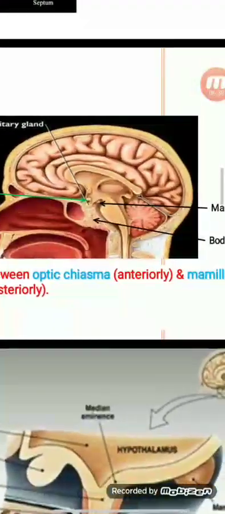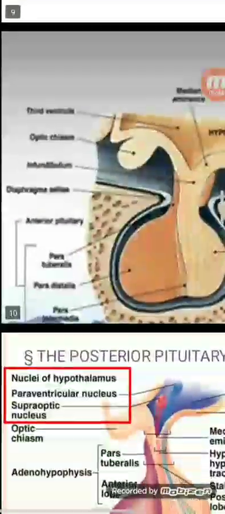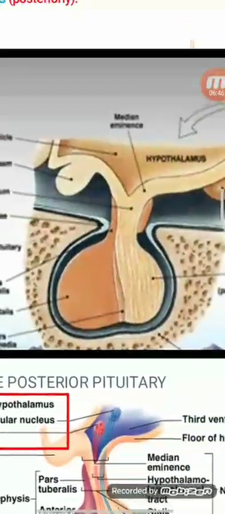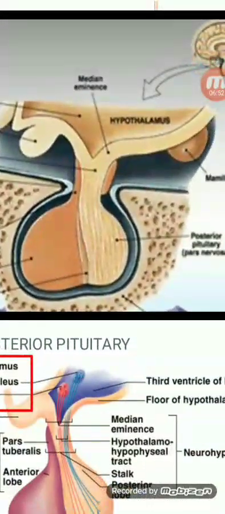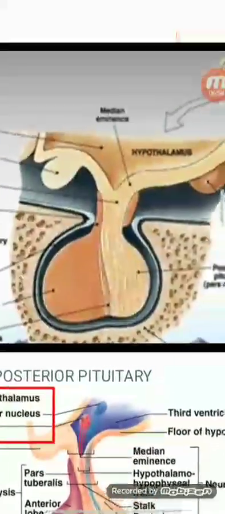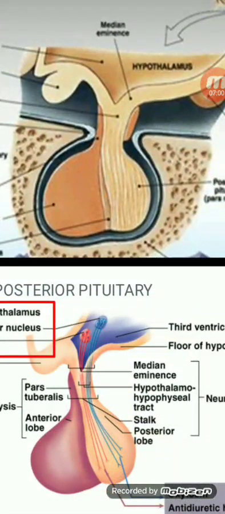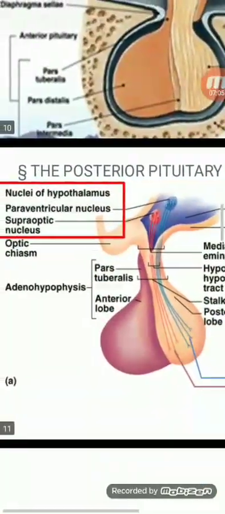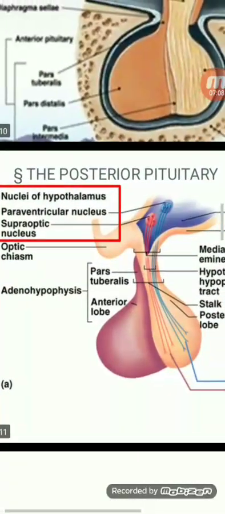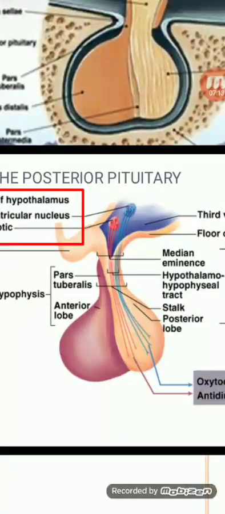It lies between the optic chiasma anteriorly and the mamillary bodies posteriorly. Take a look at the two lobes, the anterior lobe and posterior lobe, and the hypothalamus, and the stalk that connects the hypothalamus with the posterior pituitary or posterior lobe. Take a look at the posterior pituitary, and the nuclei of the hypothalamus, paraventricular nucleus, supraoptic nucleus, and see the optic chiasma, see the median eminence. These are all the parts of the hypothalamus.